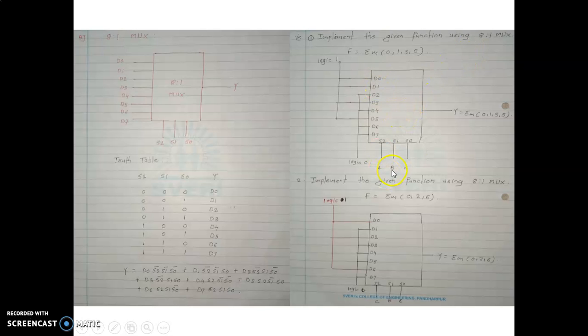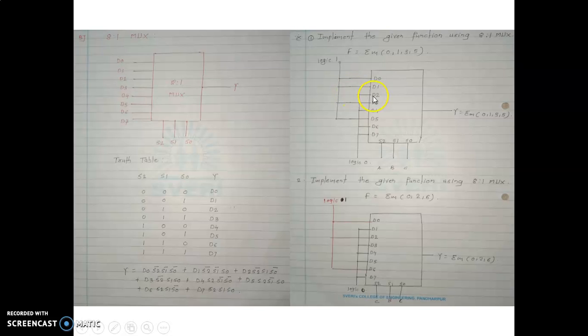First we have to draw the 8 to 1 mux diagram. It consists of D0 to D7 inputs, Y as a single output, and S2, S1, S0 are the 3 select lines. Whatever numbers are provided in the equation, that is 0, 1, 3 and 5, in the multiplexer we have to consider D0, D1, D3 and D5.